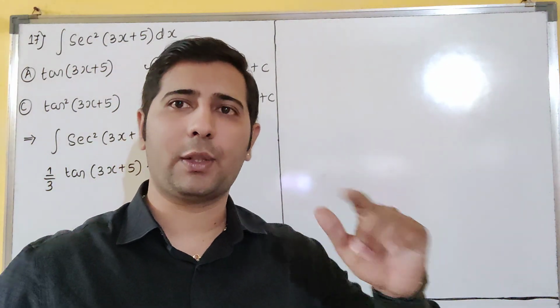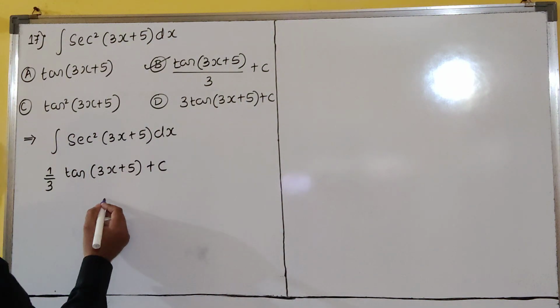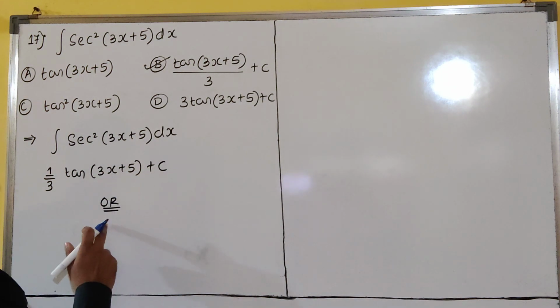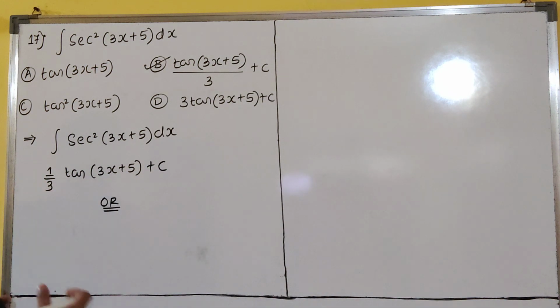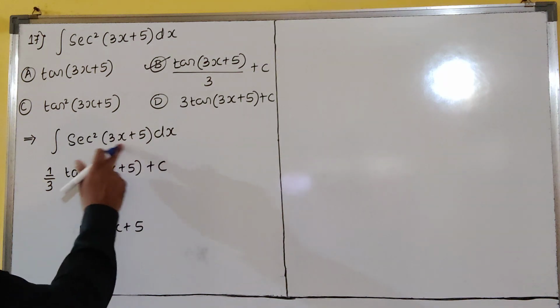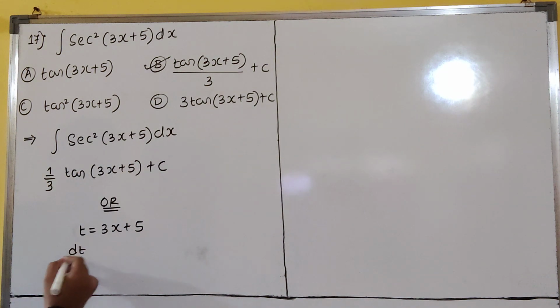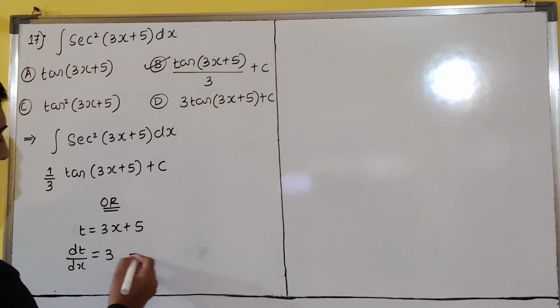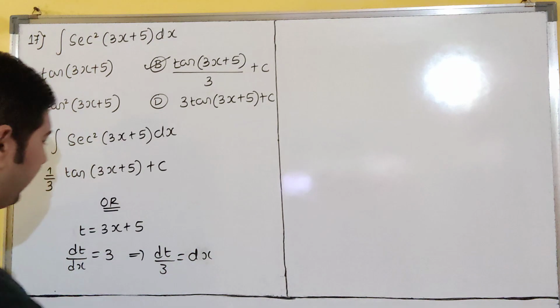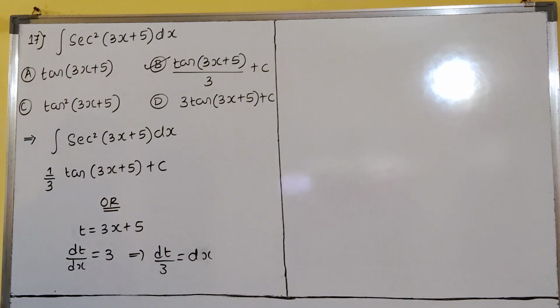And another method, which you are saying is very big, that also I will say. Actually, this is the longer method. Put t equal to 3x plus 5. Derivative of 3x plus 5 is what? 3x derivative is 3, 5 derivative is 0. So how much you will get? dt by 3 is equal to dx. 3 is taken down, dx is sent here. Clear?